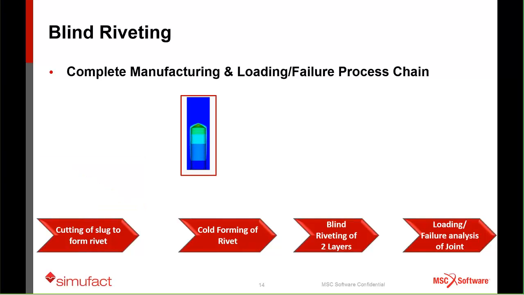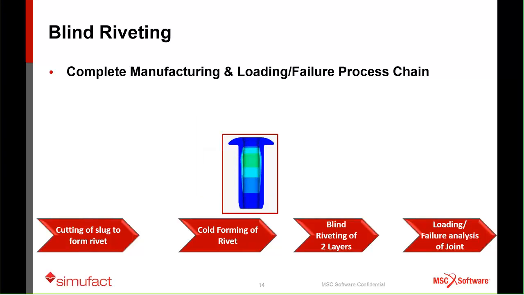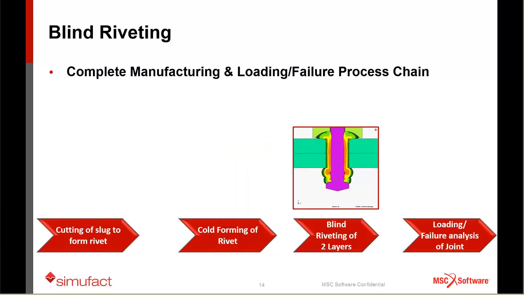Then we cold form the rivet. There's an extrusion process, first stage. There's an upsetting of the head, second stage. And then here is the cutting of the center part, because with blind riveting we need a rivet that has a hole in the middle, going all the way through. Then we go to the riveting process itself.